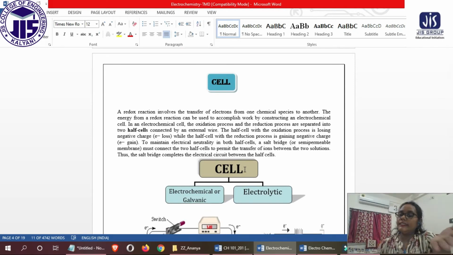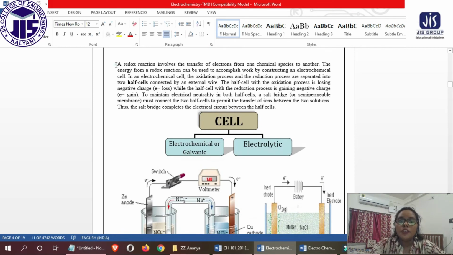Now, we will discuss the cell. What do you mean by cell? What are the types of cell that we have? What are the things in a cell construction? All these things we will discuss. Now, cell. A redox reaction involves the transfer of electrons from one chemical species to another. The energy from a redox reaction can be used to accomplish work by constructing an electrochemical cell.